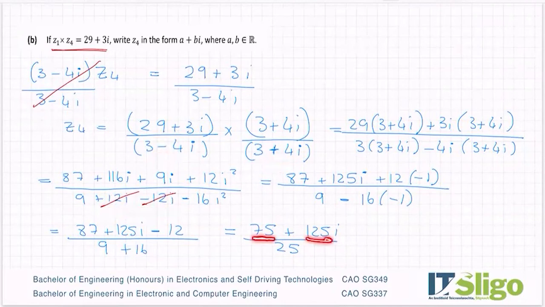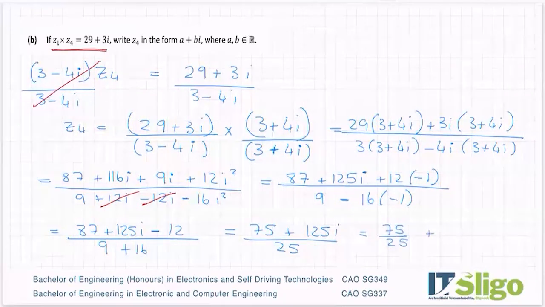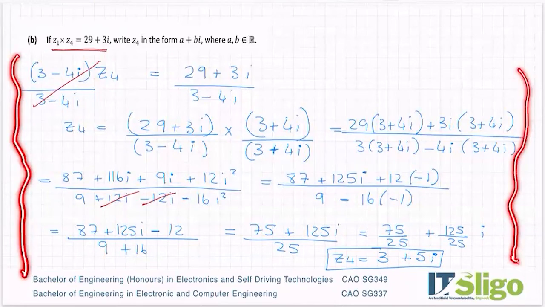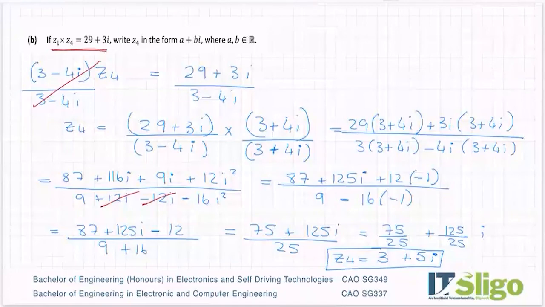Okay, and then when you have the 2 bits over the 25, you can put each bit over the 25 like this, just like you would any other fraction. 75 over 25 is 3. 125 over 25 is 5i. Okay, so Z4 is indeed equal to 3 plus 5i, which is in the form a plus bi. Okay, so division is the longest and in my opinion the hardest part of complex numbers on the ordinary level course, and it just takes practice, and once you practice it, it's not too bad.